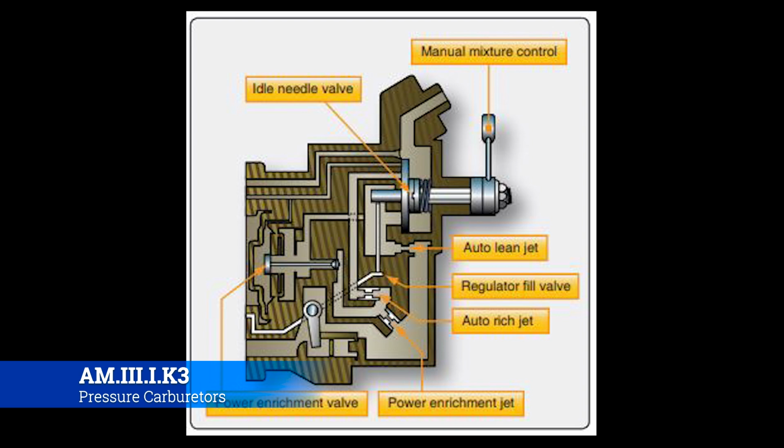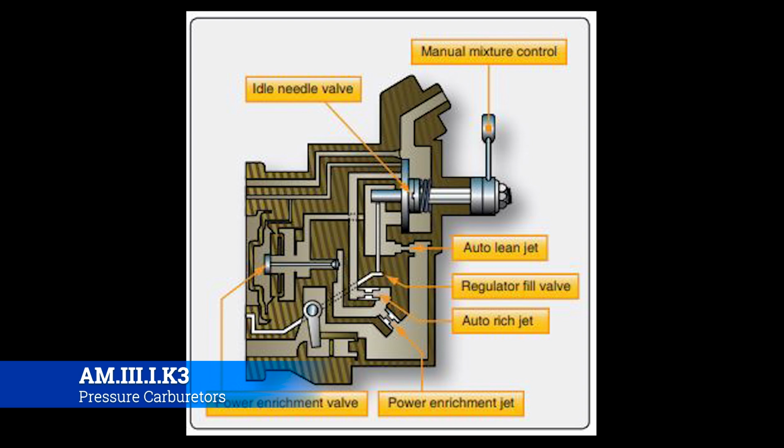Now, all right, let's talk about the fuel control unit. The fuel control unit is attached to the regulator assembly and contains all the metering jets and valves. So this is basically all of the little intricate parts that could potentially get clogged or fail or whatever, and it's going to be inside your fuel control unit on a pressure carb.